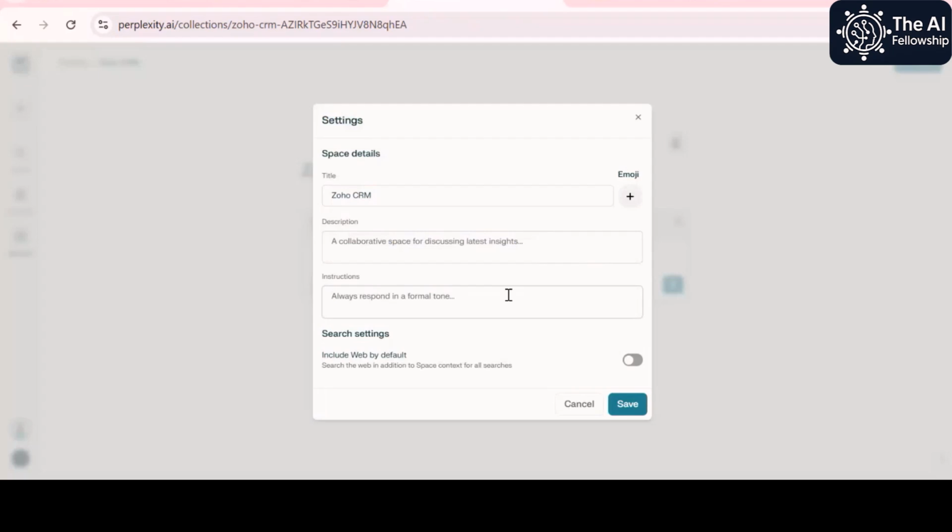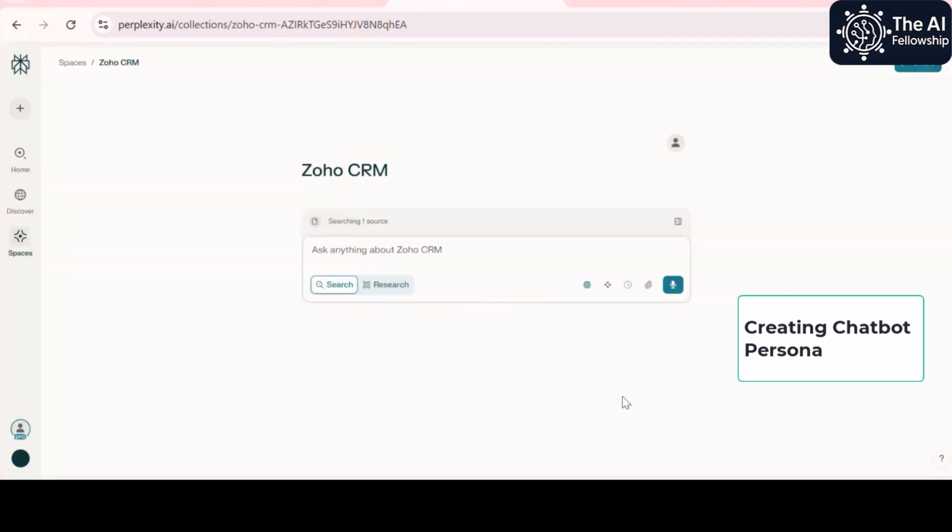Now there is also another thing, instructions. So we can ask a chatbot to behave in a particular way. Perplexity gives this option to set up instructions. NotebookLM also gives you this in the paid version, and Chatbase everything does. For example, if I ask it to always respond in say casual tone with lot of smileys, okay, it will answer in this particular tone.